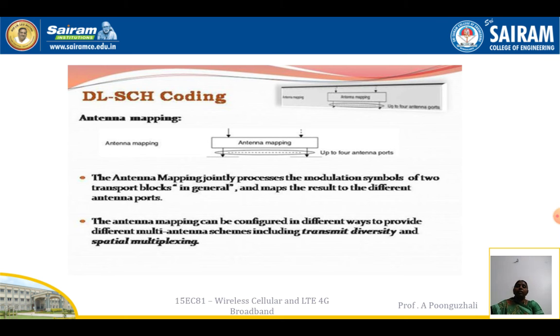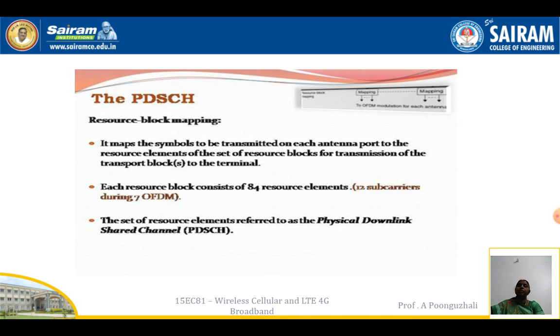So the antenna mapping can be done in different ways. It can be configured based on the type of transmission we want to do, and there are different multi-antenna schemes, including transmit diversity and spatial multiplexing.